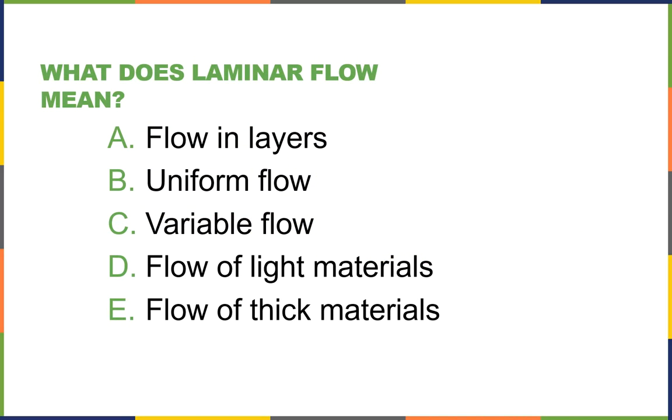What does laminar mean? Which one of those is correct? It can be tricky if you don't remember what the definition is. A, laminar flow means layers. Uniform flow would be all of the water has the same speed. That's not what laminar flow means. That would be super laminar flow. Super laminar is when it all has the same speed.